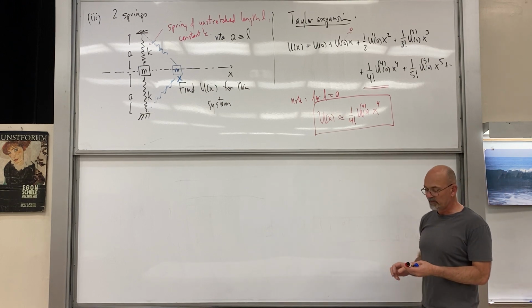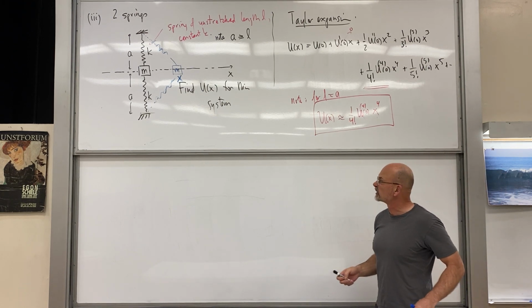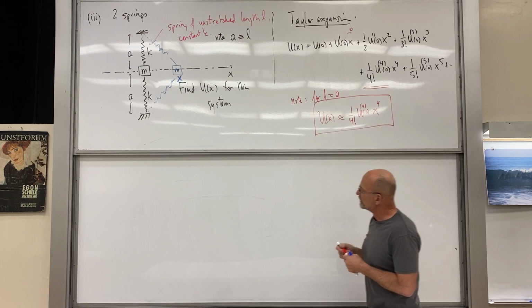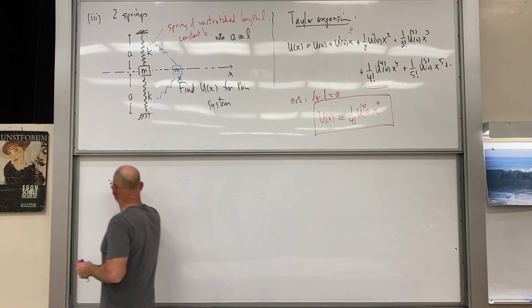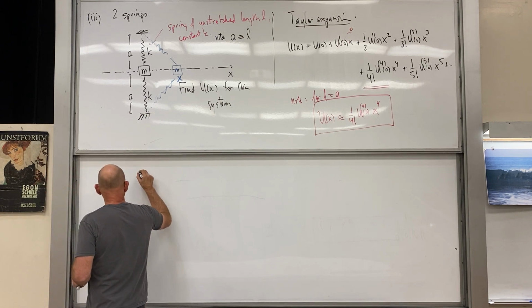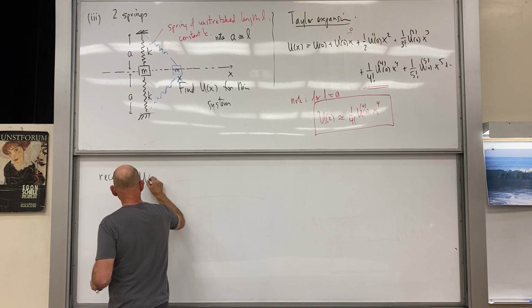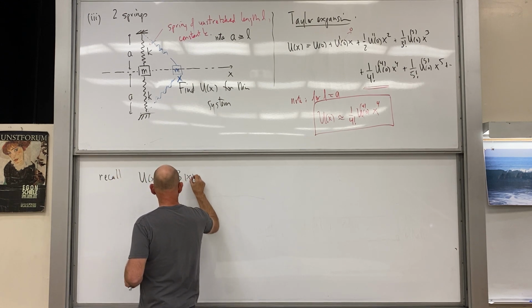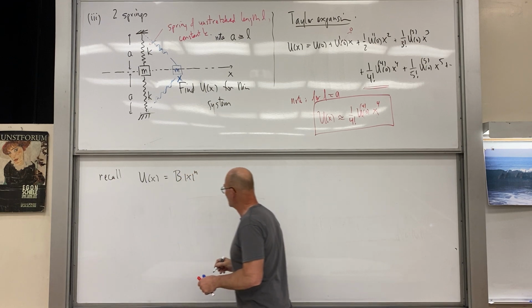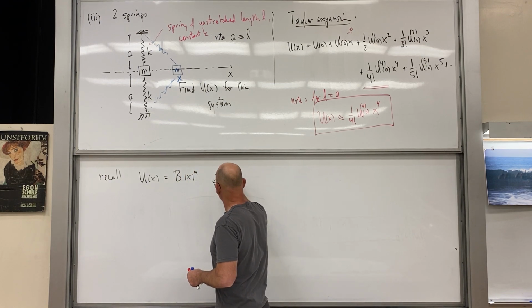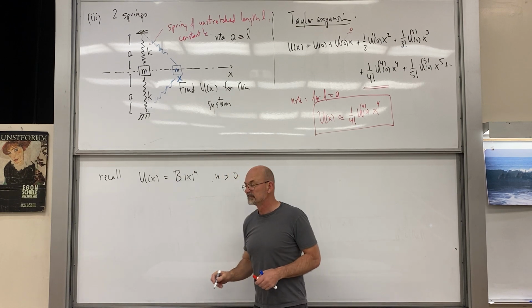For one thing, what we've done is we've generated a system, we've constructed a system that has an x to the fourth potential. So let's return to recall when I had u of x is equal to b x to the nth power. And we're just going to have n greater than 0 right now.